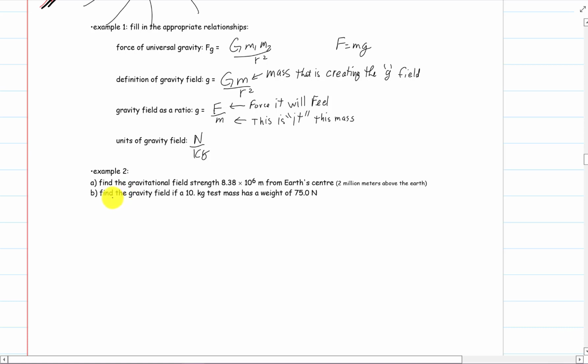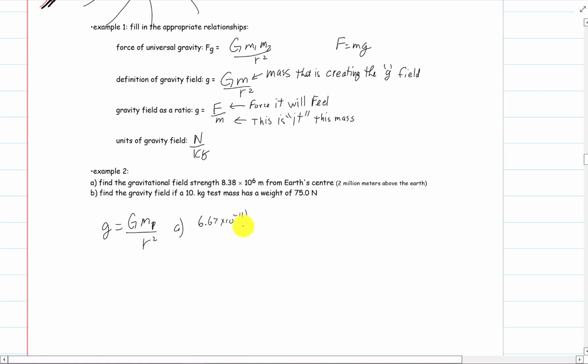Okay, so there's two ways to calculate G fields. There's G is equal to capital G, the mass that's creating the field, over r squared. So question A, find the gravitational field strength 8.38 times 10 to the 6 meters from the Earth's center, which is about 2 million meters above the Earth. But we don't have to know that. It's not above the Earth that this r is. This r is to the center of that planet.